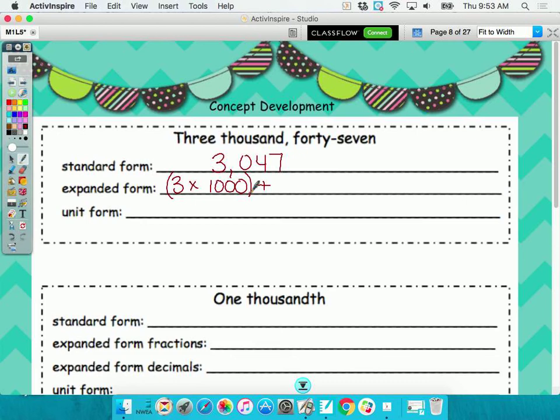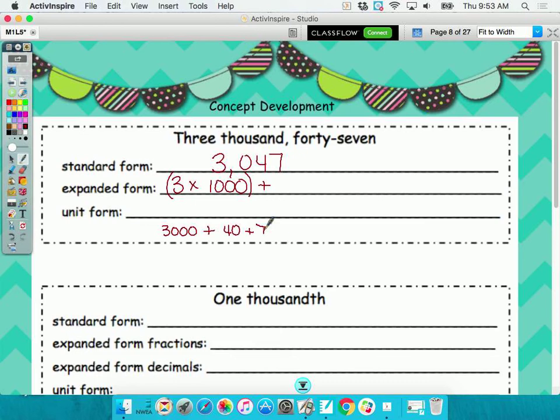Now this is a little different than the past. In the past, you would have written 3,000 plus 40 plus 7, correct? This is a little different. We're adding a multiplication problem in.